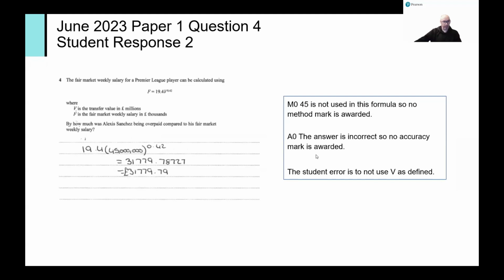In the next response, we can see they've actually substituted in 45 million numerically like that. Therefore, they do not get that method mark, because they did not use 45, they used 45 million. Obviously, they don't also get the accuracy mark.